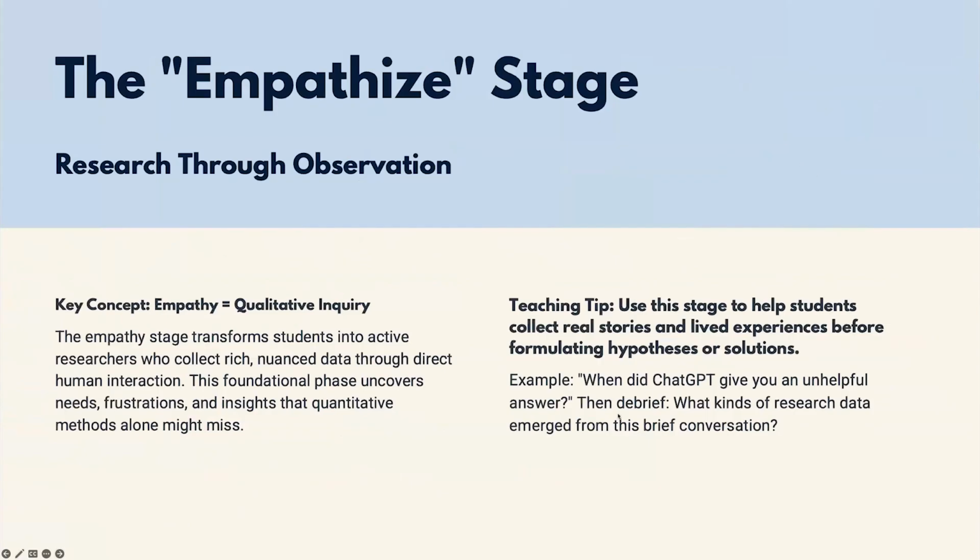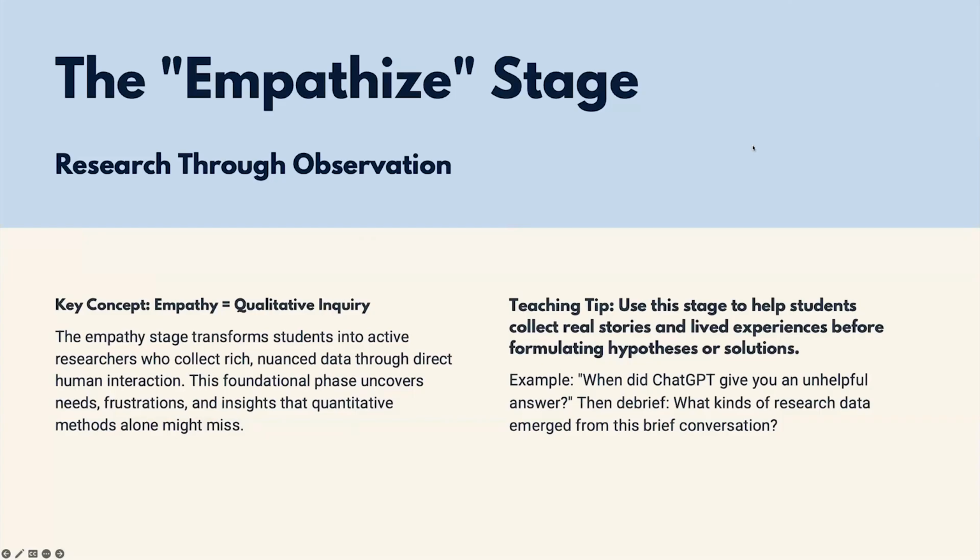The empathize stage, you can think about this as qualitative inquiry. So students are active researchers. They need to go out and interview people. So let's say that they are critiquing an existing app. And for example, in the Intel module, the example they give you is Airbnb. So students would go out and interview users or the community or people.